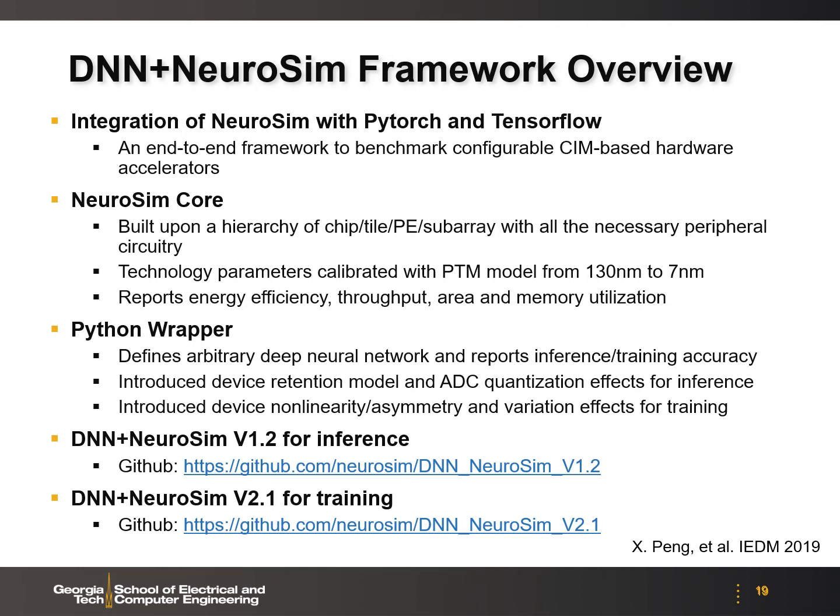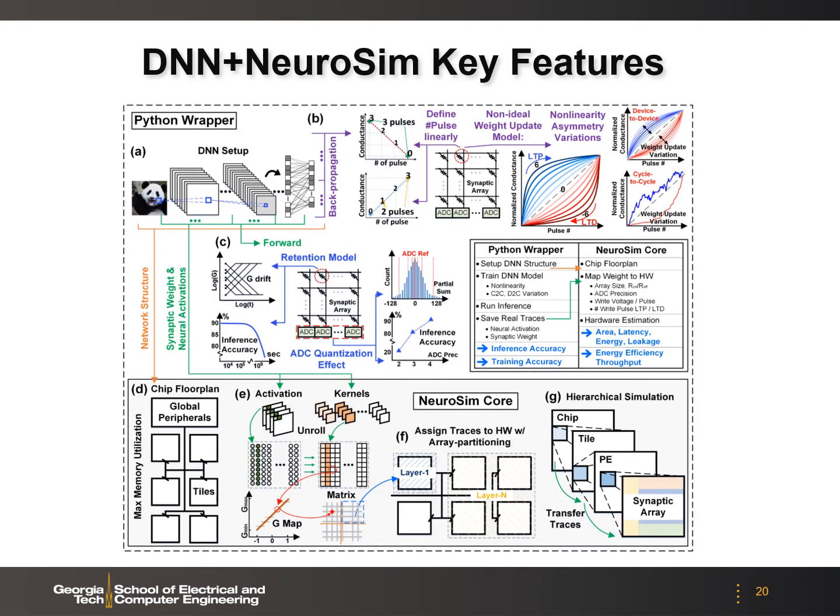On top of that, we have a Python wrapper to interface with the PyTorch and TensorFlow, where we can define arbitrary deep neural network models and report the inference and training accuracy under the hardware constraints. And we release the source code of the framework at this GitHub link. And we have two versions available. Version 1.2 is for inference, and version 2.1 is for on-chip training. This chart shows the key features of the framework.